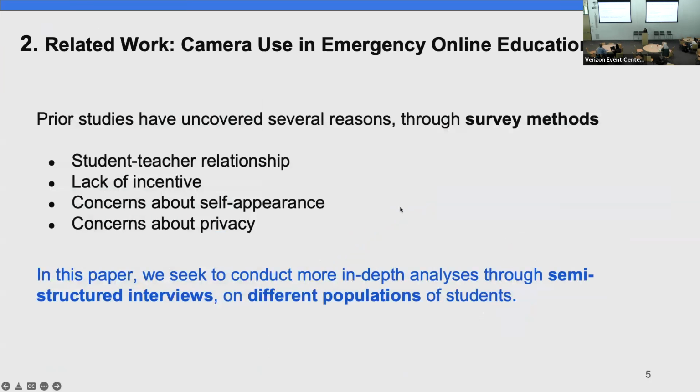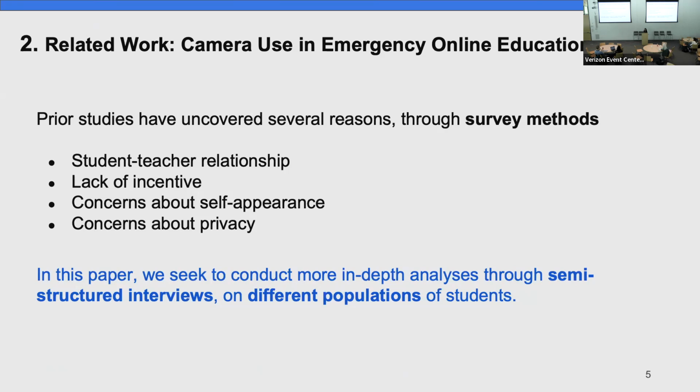And the second part, I will talk about the related work. The first part of the related work is camera use in emergency online education. After conducting an exhaustive literature review, we found that some previous survey studies reviewed a couple of factors that prevent students from opening cameras. For example, the student-teacher relationship, students being insensitive to opening cameras, and also concerns about their appearance and about privacy issues.